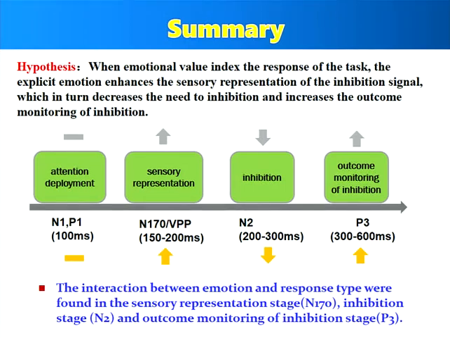I'm going to summarize. Hypothesis 1, emotion value is an index of the response of the task. The explicit emotion enhances the sensory representation of the inhibition signal, which in turn decreases the need for inhibition and increases the outcome monitoring of inhibition. The interaction between emotion and the response type was found in the sensory representation stage, N170, the inhibition stage, N2, and the outcome monitoring inhibition stage, P3.